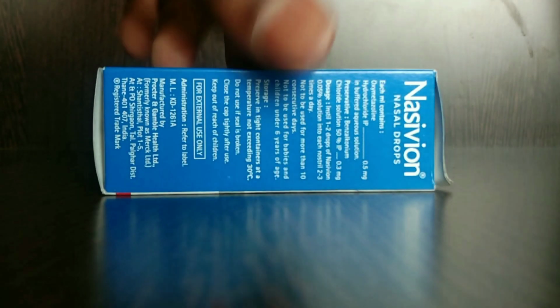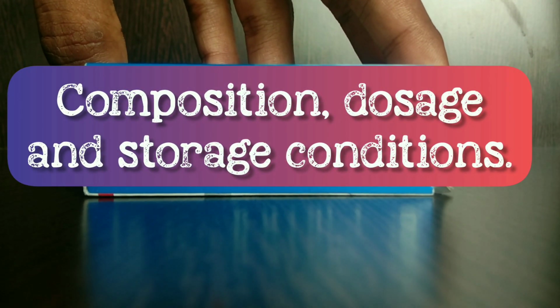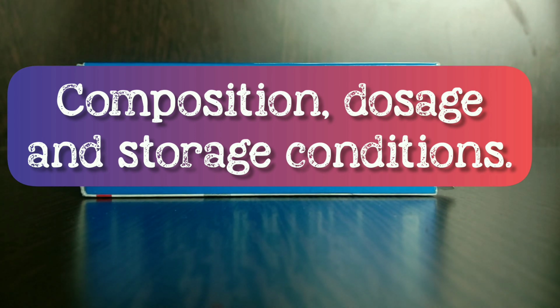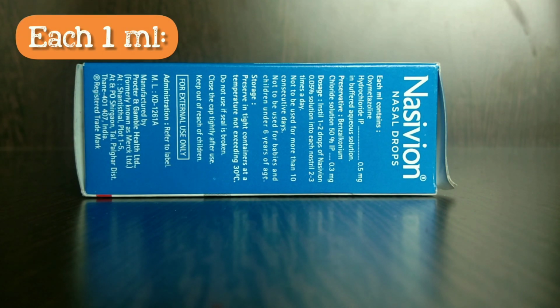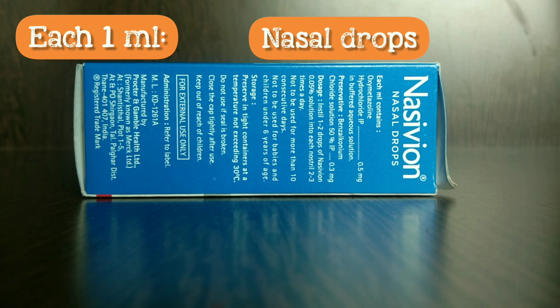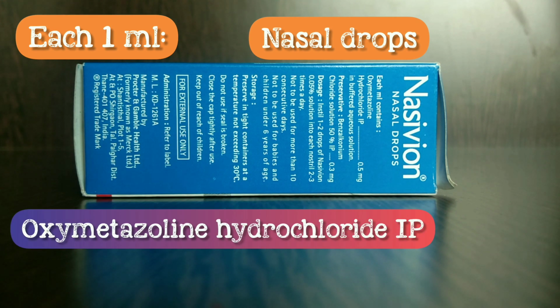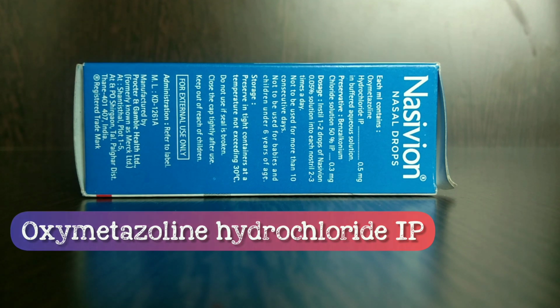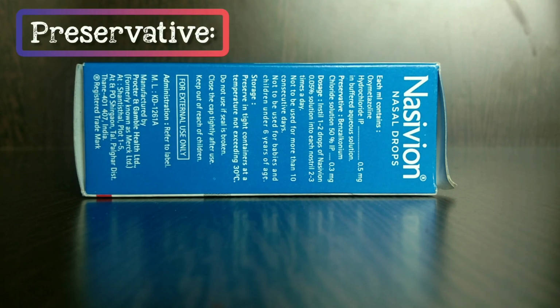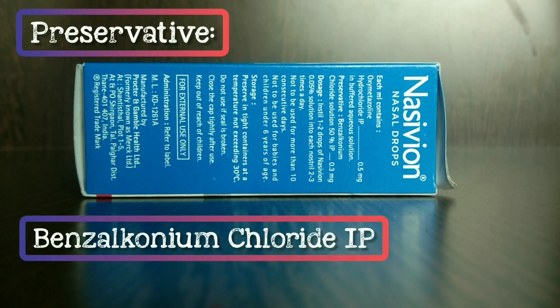Now, let us see the composition of the nasal drops, its dosage and the storage conditions. Each 1 milliliter of Nasivion nasal drop consists of oxymetazoline hydrochloride as per Indian Pharmacopoeia, that is 0.5 mg dissolved in buffered aqueous solution. The preservative used in this nasal drop is 50% benzalkonium chloride, IP, which is 0.3 mg.